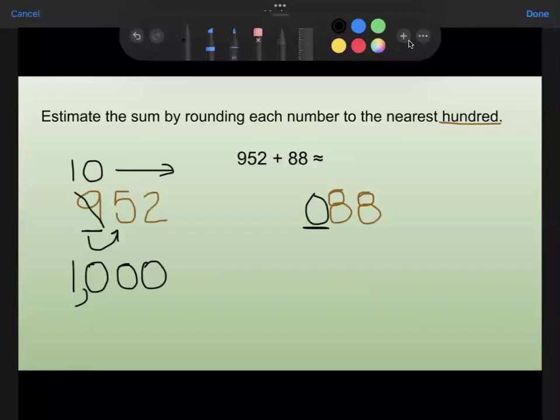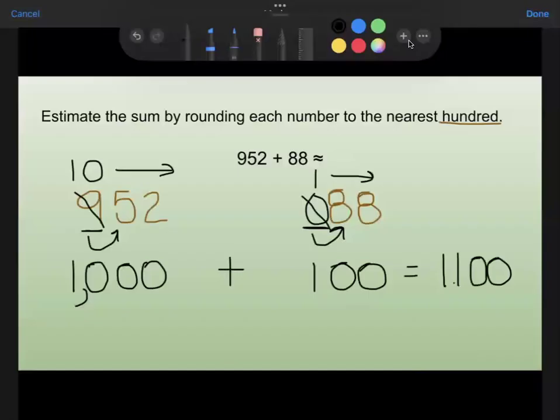If I come back to the 88 and I look right here, 8 is 5 or bigger. So this is going to get raised up to a 1, and the rest of these digits will become zeros. So this is 100. Now, to estimate the sum, I'm going to put those together, which would give me 1,100 as my estimated answer. So estimating the sum of 952 plus 88 is about 1,100.